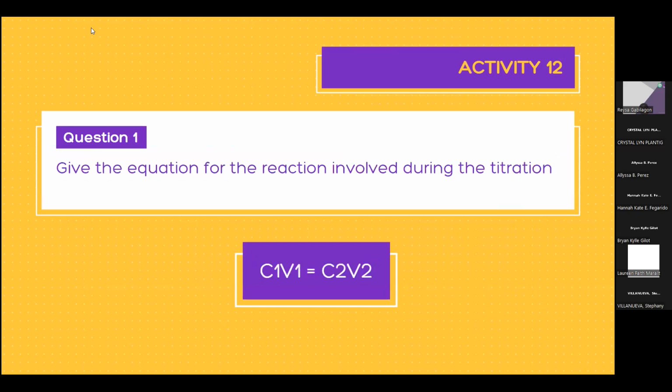Question 1. Give the equation for the reaction involved during the titration. C1V1 equals C2V2. C1V1 equals C2V2 is used to calculate an unknown quantity where two solutions or mixtures are proportional. So next, please.